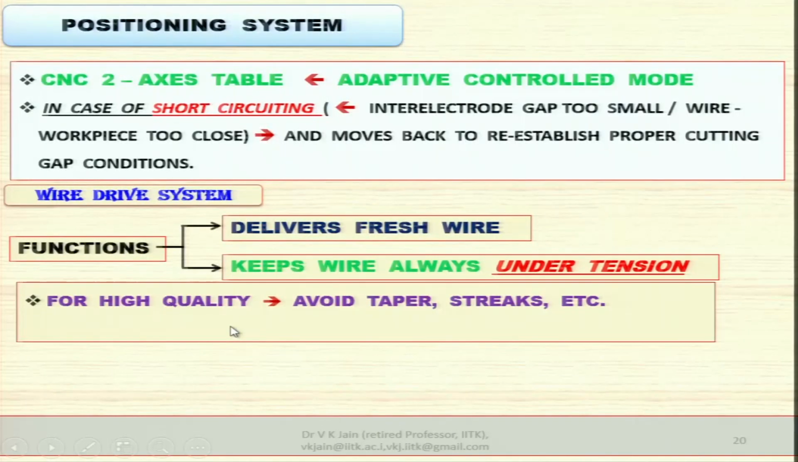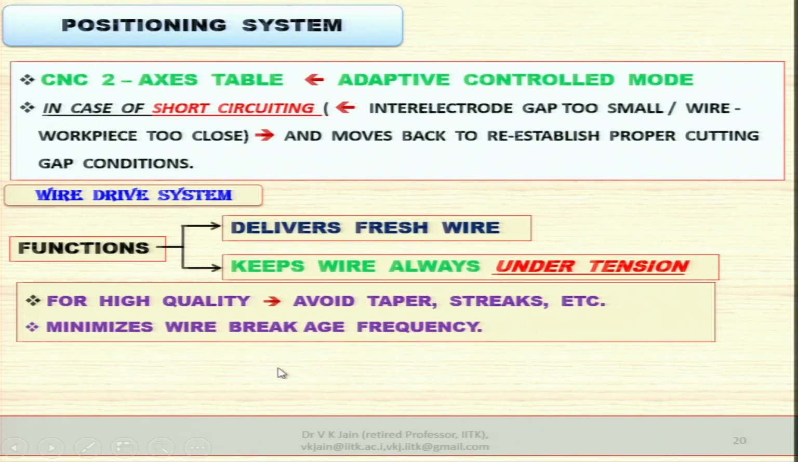For high quality, avoid taper, streaks, etc. So for avoiding taper, you have to design the tool and the machining conditions properly so that you get minimum taper on the machined surface. It minimizes wire breakage frequency.